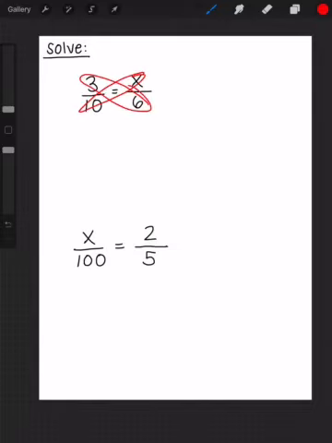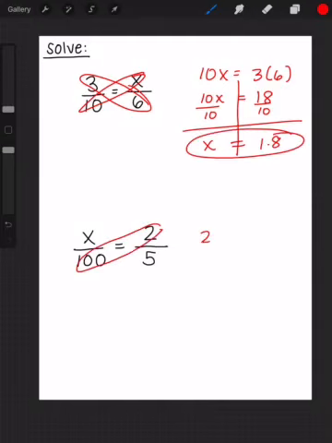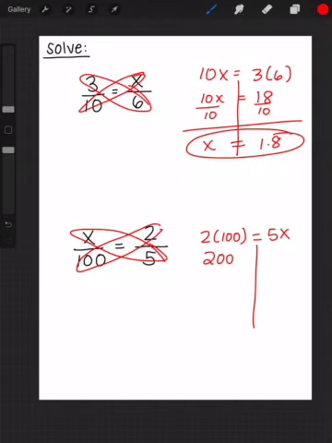Okay, you have 10x equals 3 times 6. Okay, so 10x equals 18. Divide by 10 on both sides. X equals 1.8. And then on this one, 2 times 100 equals x times 5, 5x. 200 equals 5x, divided by 5 on both sides. And we are going to get 40 equals x.